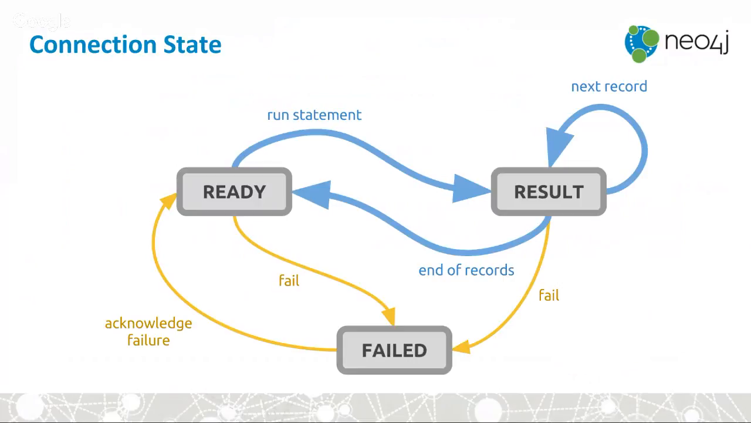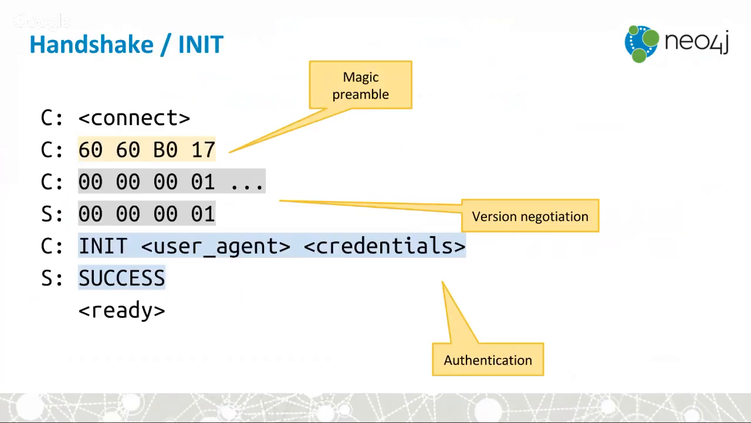The connections maintain a state throughout their lifetime. So after initialization, they fall into a ready state, and they alternate between a ready and a kind of streaming results state, so that you can consume the results and then go back to ready, and so on and so on. And if all goes to plan, you'll never enter fail. But if you do have a failure, then the failed state is entered, and you can get back out of that and back into ready by acknowledging the failure. There's a whole mini protocol around handling failure within that.